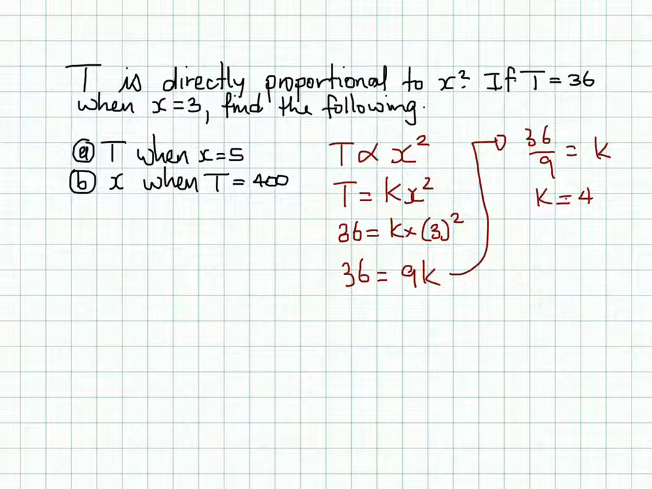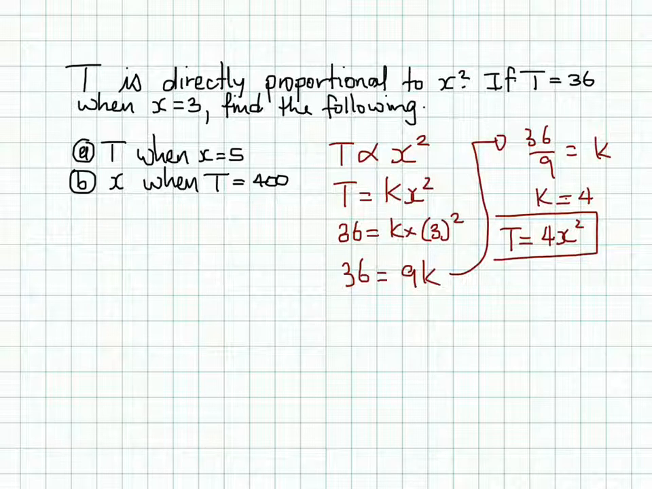Now that I know that, I will come back to my original equation here, and I'm now going to make the equation I'm going to use for the duration of the problem. And that means I'm going to get t is equal to 4x squared. This is my main equation now that I'm going to use to solve all the rest of my problems. Okay, that's why I've circled it. Alright, let's get to work.